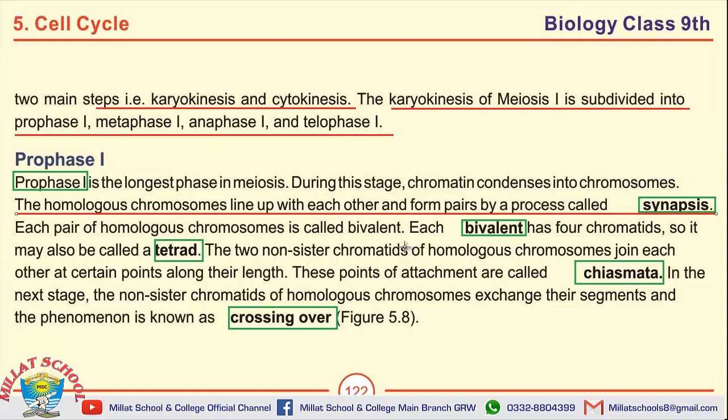Homologous chromosomes line up with each other and form pairs by a process called synapsis. The other definition is called bivalent. Each pair of homologous chromosomes is called bivalent and it has 4 chromatids, so it is also called a tetrad.